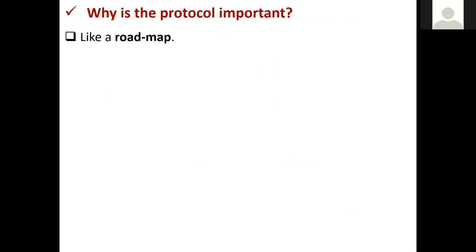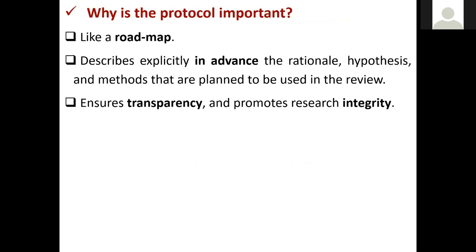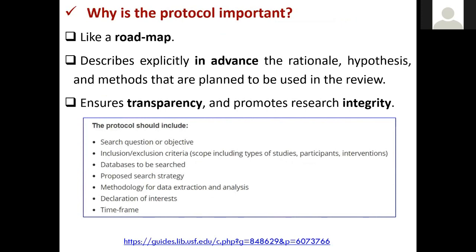So why is the protocol important? It acts like a roadmap. It describes explicitly the rationale, the hypotheses and methods that are planned to be used in the review. And very importantly, all these descriptions have to be provided in advance. These descriptions are prospective in nature. They have to be provided a priori so as to ensure transparency and also to promote research integrity. The protocol should include the research question or the objective, the inclusion-exclusion criteria, the databases to be searched, the search strategy, the methodology for data extraction and analysis, declaration of interest, the time frame, everything, every step, every way in which this systematic review is being planned has to be covered by the protocol.